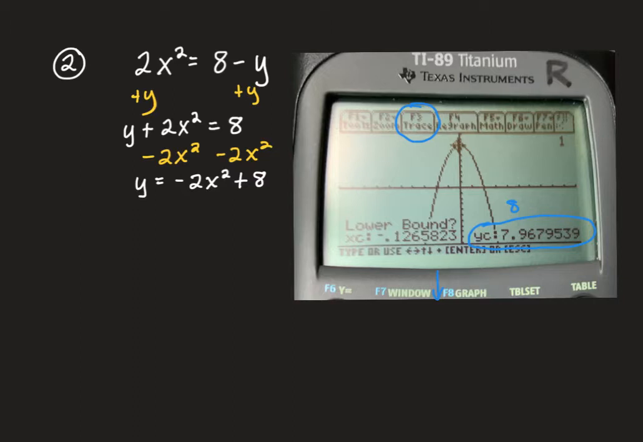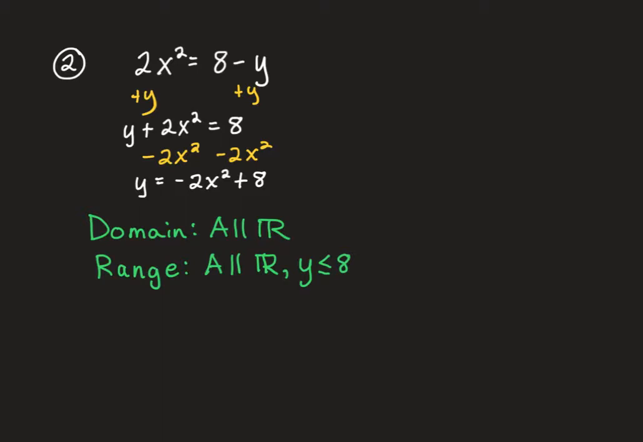And doesn't that make sense? Because the X value on the Y-axis is 0, the Y value is 8. And if you plug 0 into the equation written above there, of course, you get Y equals 8. That is the maximum value that you will find on this graph. So let's state the domain and range. In this case, the domain is all real numbers and the range is all real numbers where y is less than or equal to 8.